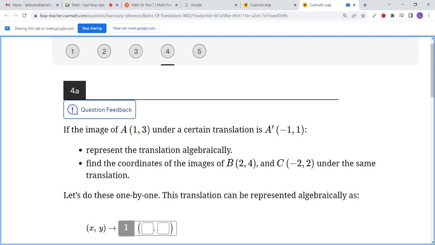A is 1 and 3. A dash is negative 1 and 1. Find the coordinates of the images of B, 2 and 4, and C, negative 2 and 2, under the same translation. So you are given A, B, and C, and A dash. You need B dash and C dash under the same translation.